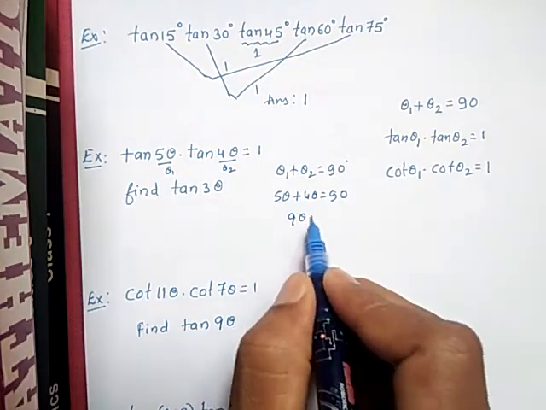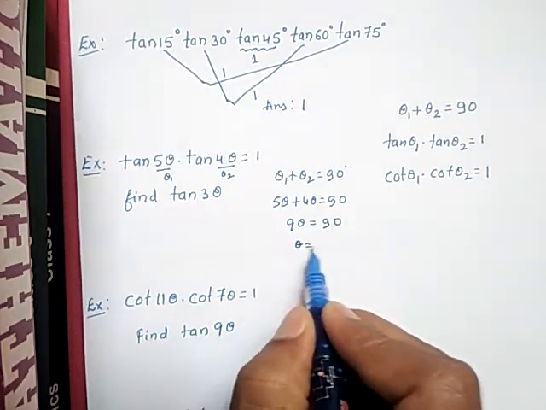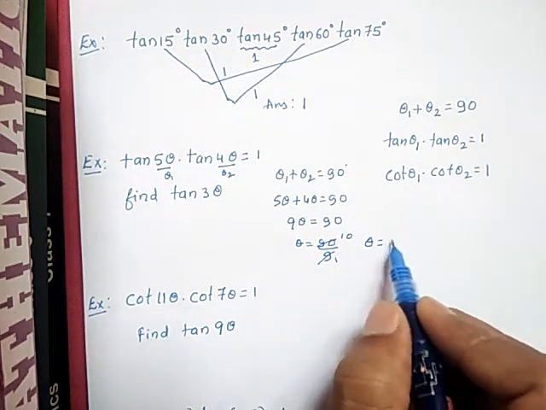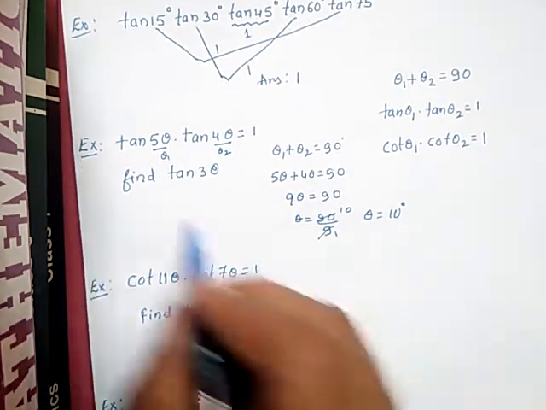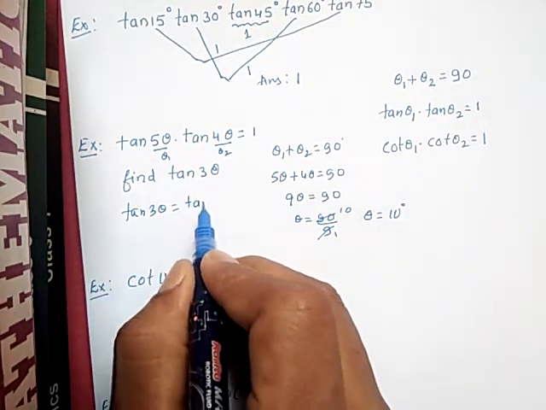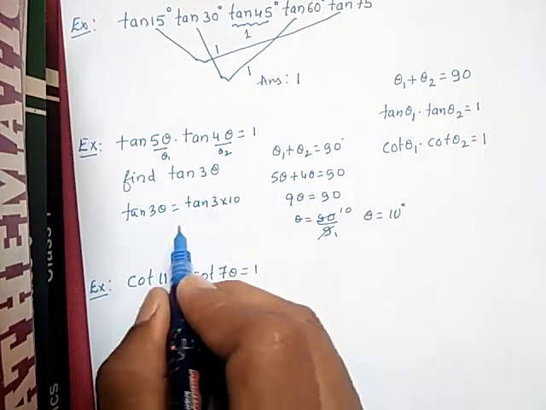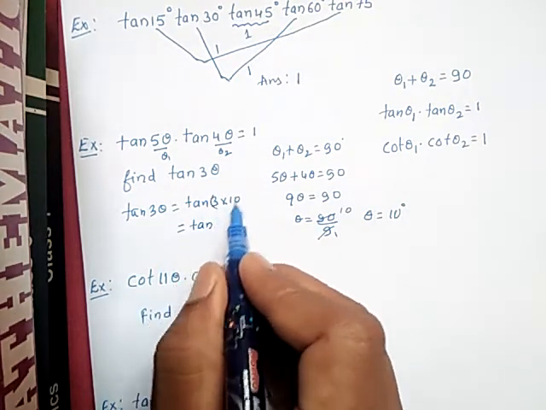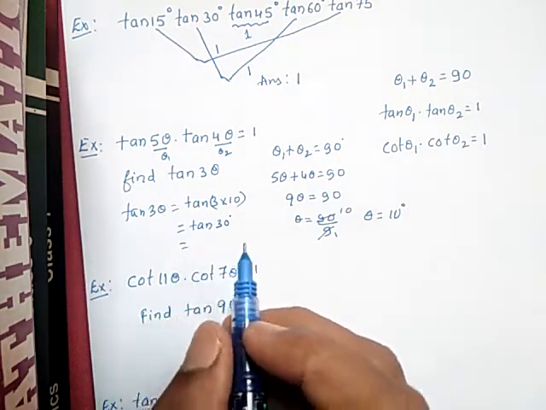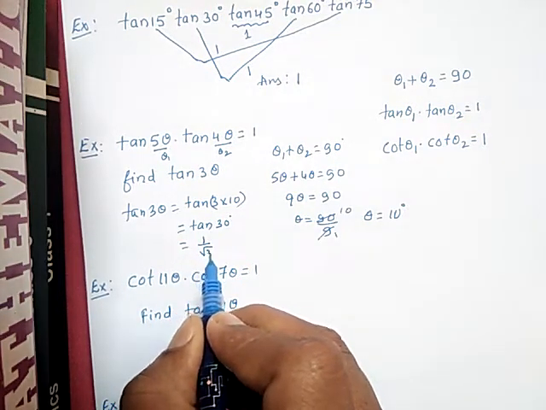So this will be 9 theta is equal to 90. So theta is equal to 90 by 9. So 9 ones are 9, tens are... So theta is equal to what now? 10 degree. So now you can apply here tan 3 theta is equal to tan 3 as it is, theta is into 10. So this is tan 30. 3 into 10 is 30. So tan 30 value you know already. This is 1 by root 3.